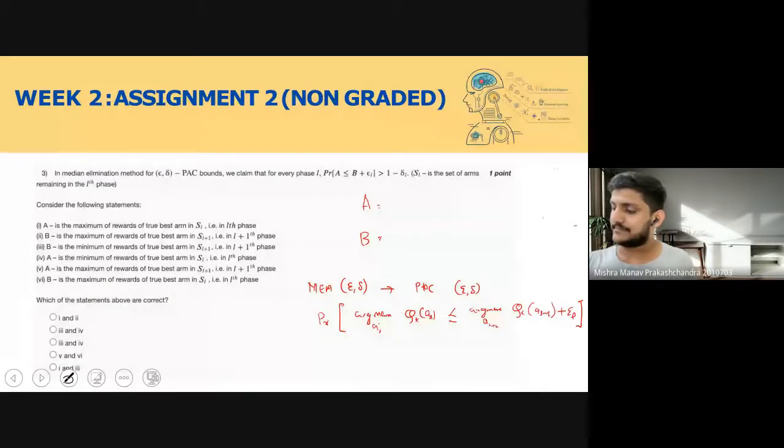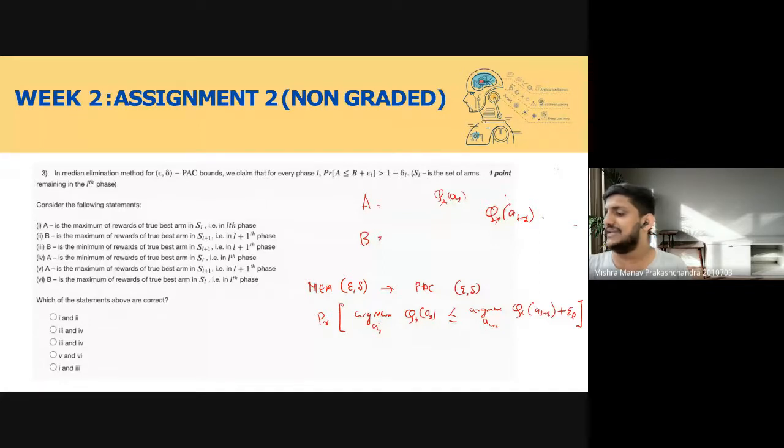Yeah, so I have A_L, A star. This is my Q star of A of L, and this is my Q star of A of L plus 1. So what it says is that this quantity, at the L plus one-th stage or phase, the maximum reward of the true best arm should be less than this quantity by some epsilon quantity, by some epsilon L quantity.